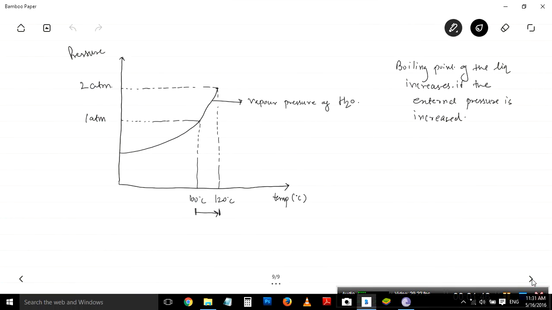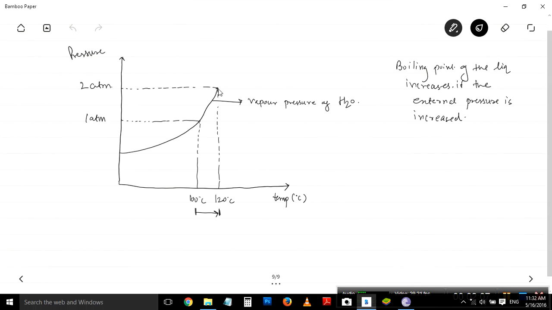Now let us examine what happens if the external pressure is changed from 1 atmosphere to, let's say, 2 atmosphere. So now the boiling point of the liquid will increase from 100 degrees to, let's say, 120 degrees centigrade. This is just an example. So the vapor pressure keeps on increasing with increasing temperature.